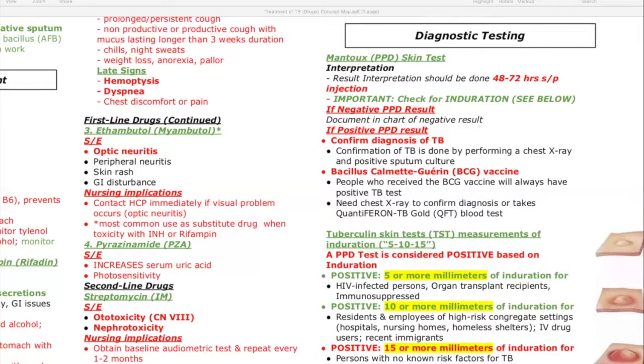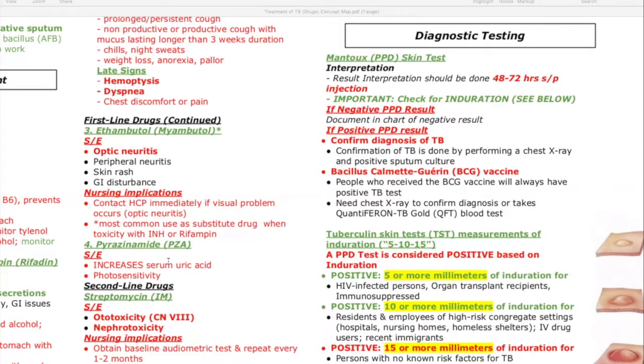One unique detail about the PPD test is for people who have received the BCG vaccine. They're going to test positive for TB. So in these patients, they're going to need a chest X-ray to confirm diagnosis, or actually take a QuantiFERON TB test, a blood test. The QuantiFERON is the alternative to the TB skin test, and it's unaffected by previous BCG vaccination.